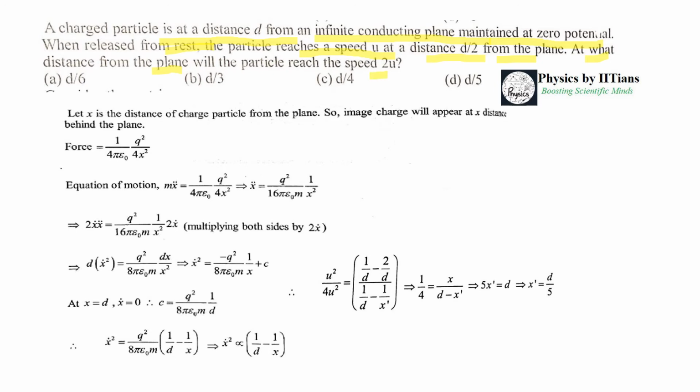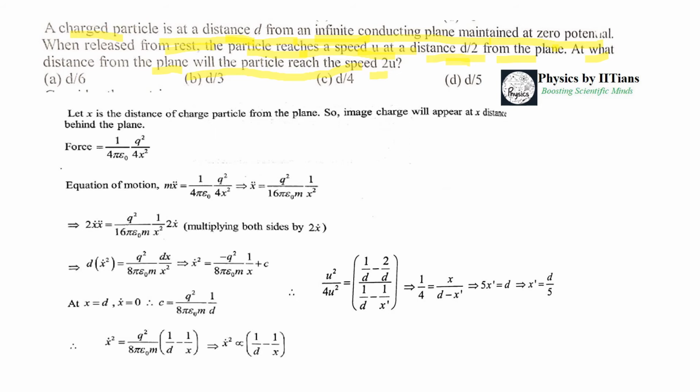First, understand the question. Here a charged particle is at a distance d from an infinite conducting plane maintained at zero potential. Now you are releasing the charged particle, and the particle reaches a speed of u at a distance d by 2 from the plane. Now what will be the distance from the plane when the particle reaches the speed 2u? So first of all, you should understand that you can find the answer by applying the image technique.